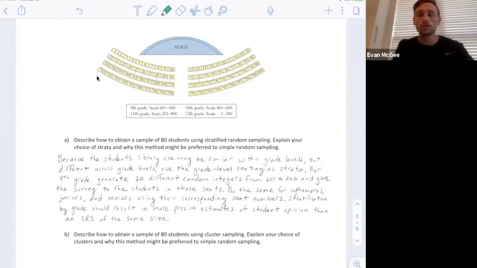So I'm going to break them up into groups, into clusters based on their row. And if there are 20 rows and there are 800 students, that means there are going to be 40 in each row. So I'm going to need to randomly select 2 of these rows to get my sample size of 80. So I'm going to number, and they already are, 1, 2, all the way up to 20 for each row. I'm going to randomly generate 2 numbers, and I'm going to use every student in both of those rows as my sample. So I'll go ahead and write this process out and then talk about the benefits of it.